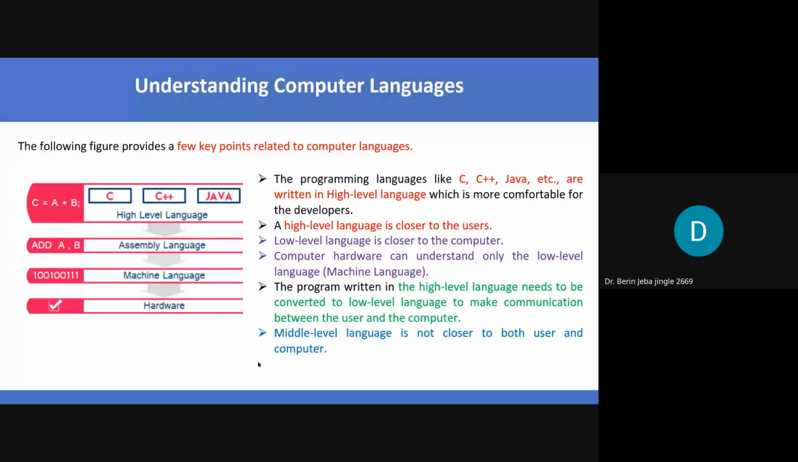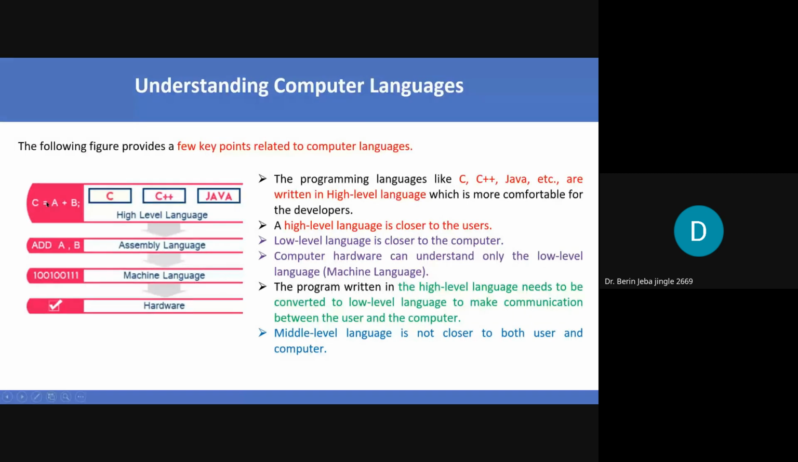Next we can study this. I have already told you, machine level languages use zeros and ones. Assembly level language uses mnemonics. If you want to subtract A and B, sub. Divide A and B, div. Multiply A and B, mul. So these are the mnemonics and operands.